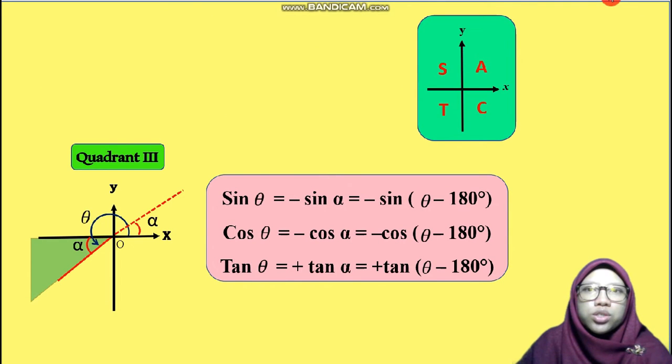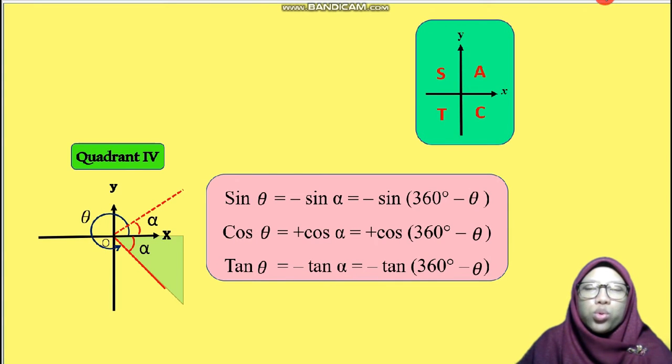This is quadrant 3. For quadrant 3, only tangent will be positive. Sin theta equals negative sin alpha, cos theta negative cos alpha, and tangent theta will be positive tangent alpha. For quadrant 4, only cosine will be positive. Sin theta negative sin alpha, cos theta equal to positive cos alpha, and tangent theta equal negative tangent alpha.